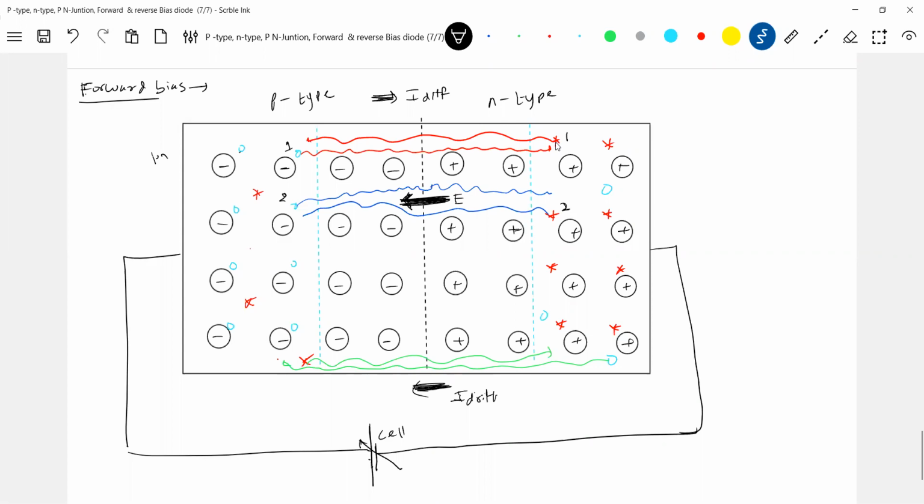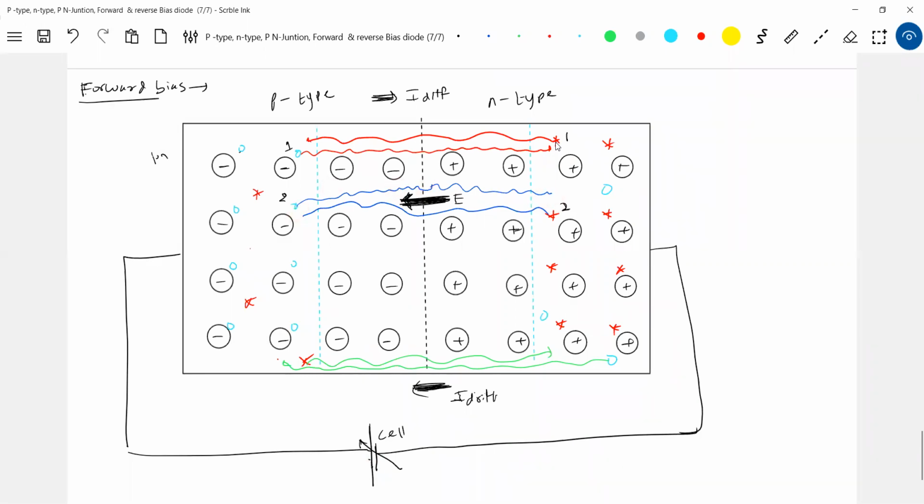What will happen to minority carriers? This negative terminal, what will it do? It will attract this hole. So it wanted to move like this, but this negative terminal will try to pull it away from the depletion layer. Same thing here. The electron wants to go like this, but because of the positive terminal, instead of moving like this, it will try to move here. So the number of minority carriers crossing the depletion layer will decrease. As I increase the bias, the minority carriers will decrease. Majority carriers are able to move easily. Along with the most energetic, the other majority carriers are able to flow.